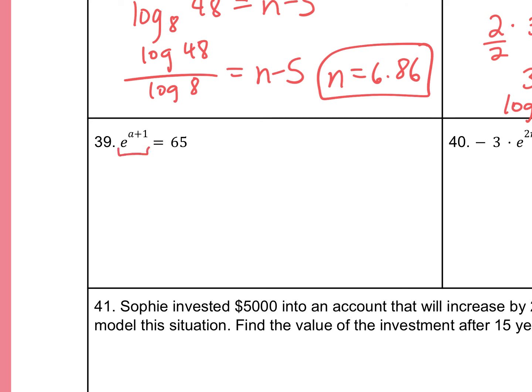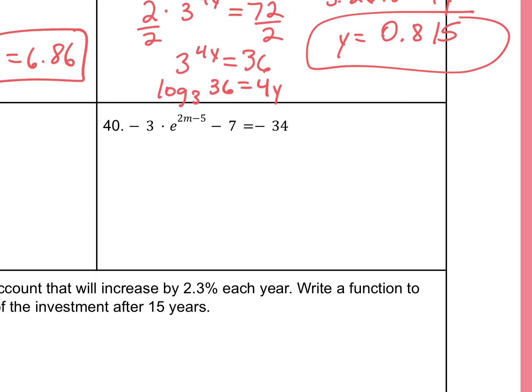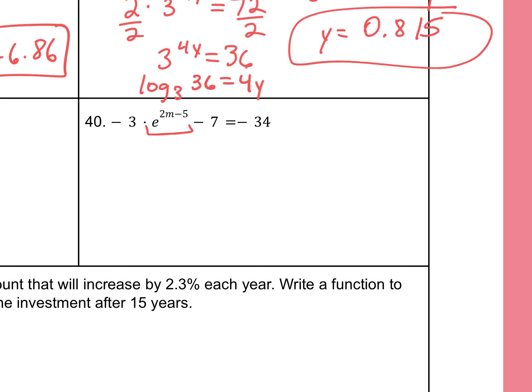Already isolated for me. This is a base of e though, so I know this one needs to be a natural log. Natural log of 65. Just hit that natural log button on your calculator, type 65, hit enter. 4.174 equals a plus 1. Subtract 1, and I get 3.174. Cool. And 40, gotta have this guy by itself. I'll add the 7 over first. Negative 34 plus 7 is negative 27.